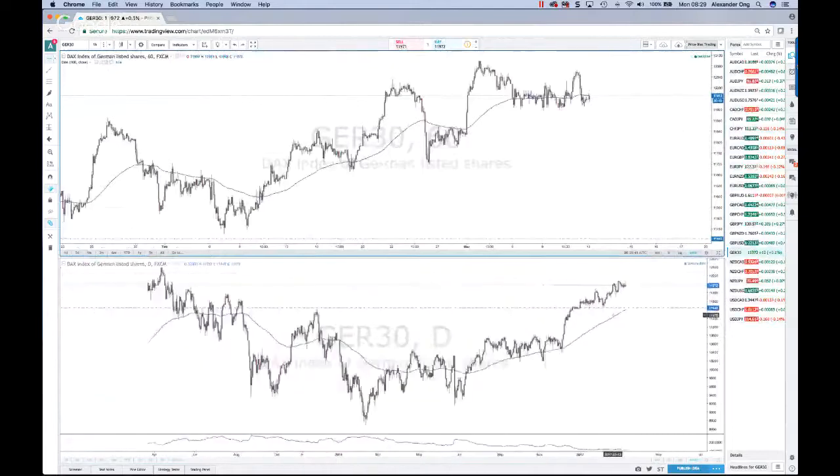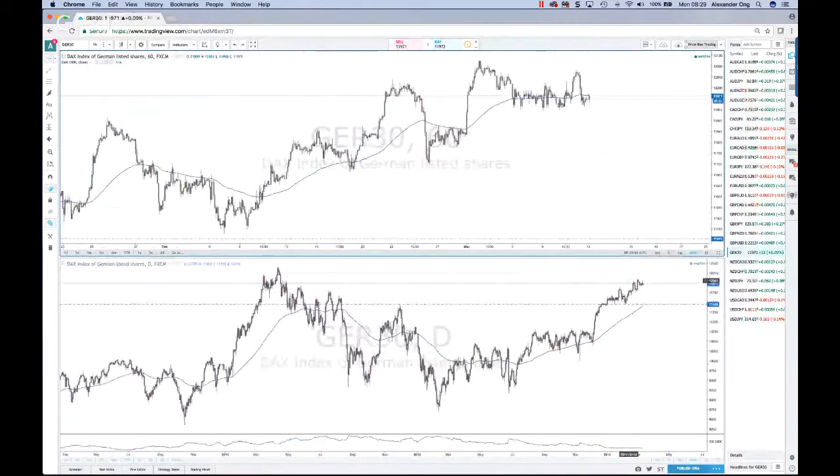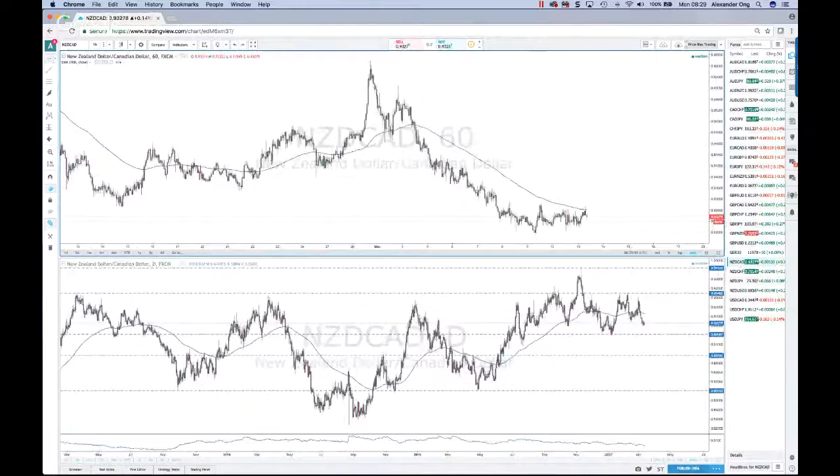The DAX is moving up towards the highs. I'd quite like to see a little bit of a pullback here. I'm not sure if we will, but it's very, very untidy, this instrument to trade.